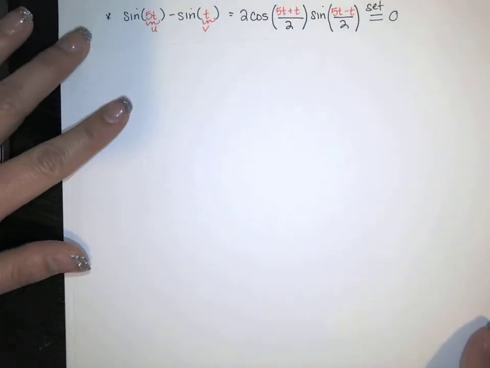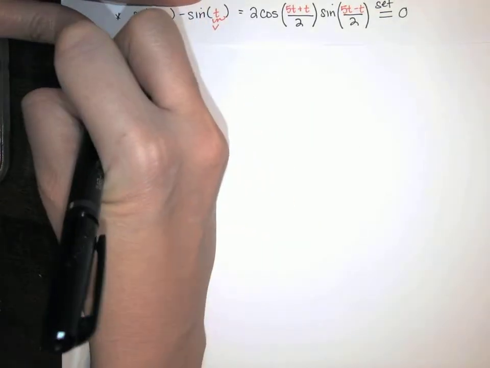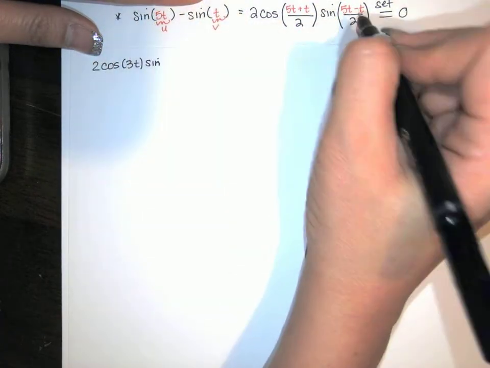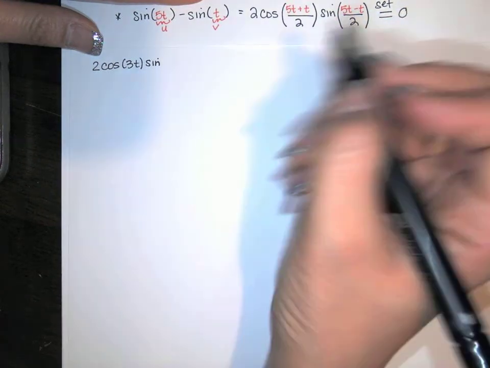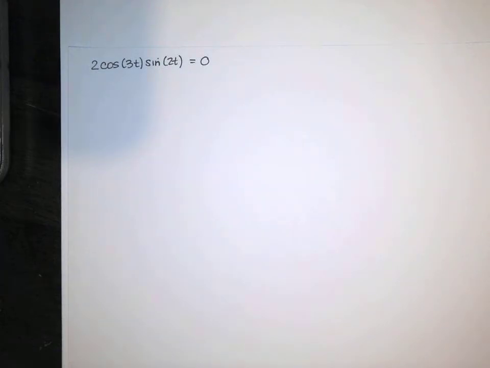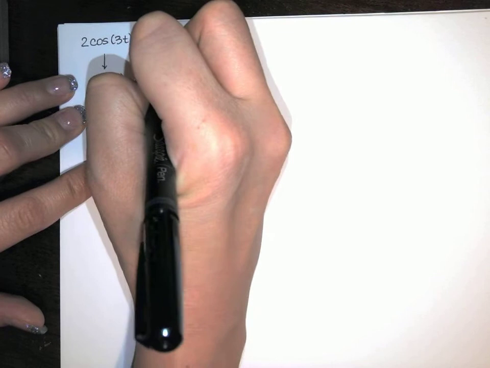So I'm right here now. Sorry guys. Got 2 times cosine, 6t divided by 2 is 3t, times sine of 5t minus t is 4t, 4t divided by 2 is 2t, and that's equal to 0. Now the only way that product is 0 is if one of the factors is 0. So that means either cosine of 3t is 0 or sine of 2t is 0.